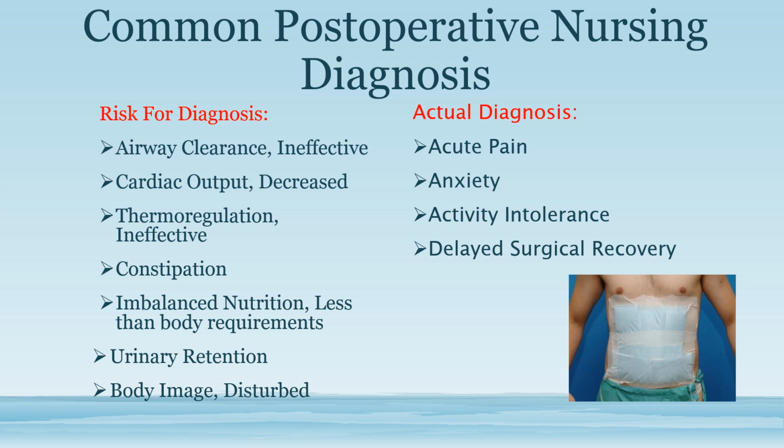Imbalanced nutrition, less than body requirements, can be related to decreased intake and increased nutritional needs related to the surgery. Urinary retention can be related to the anesthetic agent and immobility, and disturbed body image can be related to the surgery itself. Actual diagnoses include acute pain related to the surgical procedure, anxiety related to surgical procedure and management post-op, impaired skin integrity related to the surgical incision and drains, and activity intolerance related to generalized weakness secondary to surgery, prosthetic devices needed, and restrictions.